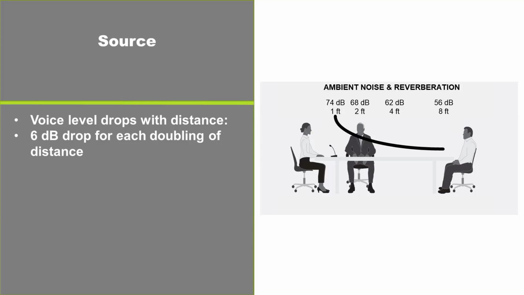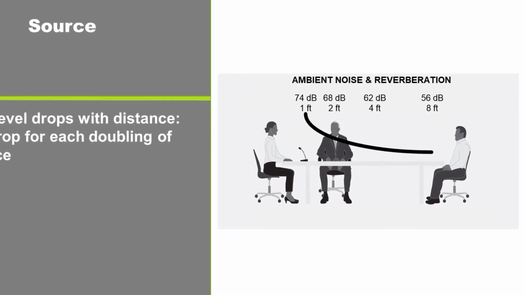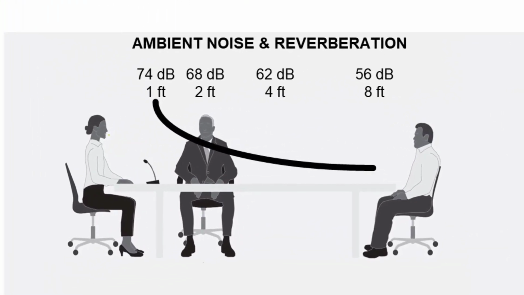Back to the world of analog, because all that digital stuff scares me. We've got our source sitting in the room and saying something. As an average talker, they've got a characteristic output level of about 74 decibels of sound pressure level at 1 foot. The key thing to know is that that drops along with distance, and it drops logarithmically. So for every time you double the distance from the talker, you get a 6 dB drop in the signal level. So if you start out at 74, at 2 feet, you're at 68. At 4 feet, you're at 62. And at 8 feet, you're at 56.